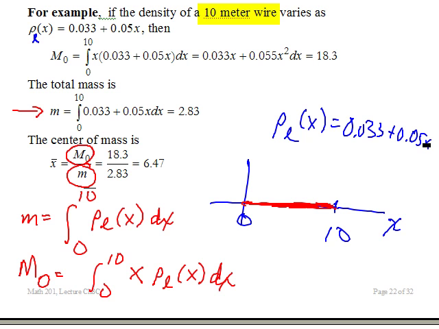The total mass was 2.83. The moment about x equals 0 is 18.3. These are divided and give me a location for the center of mass at 6.47. So if I were to model this wire with its center of mass, it would be about here at 6.47, and its total mass is 2.83, all located at this point, 6.47. That's a one-dimensional problem.